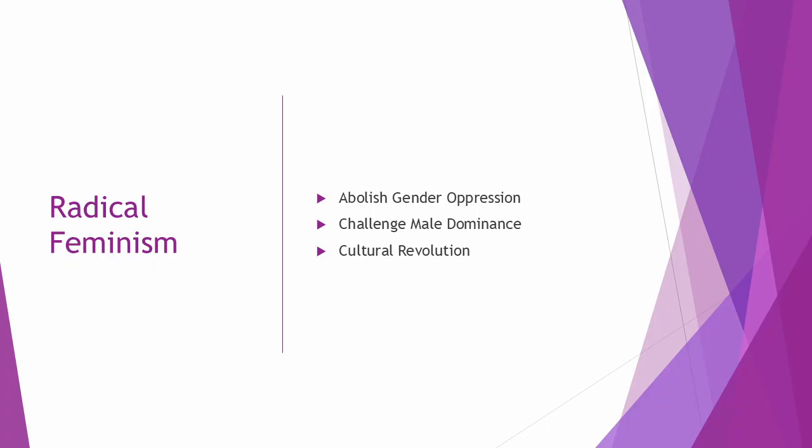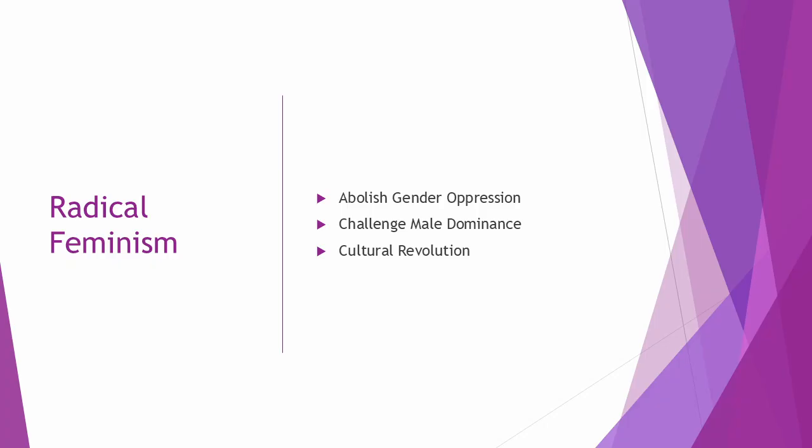The radical feminist view on human nature is that men have been conditioned to dominate while women have been socialized to submit. The radical feminist view on the economy is that it is built on the exploitation of women's reproductive and domestic labor. The radical feminist view on society is that it must undergo a complete cultural revolution to eradicate male dominance.